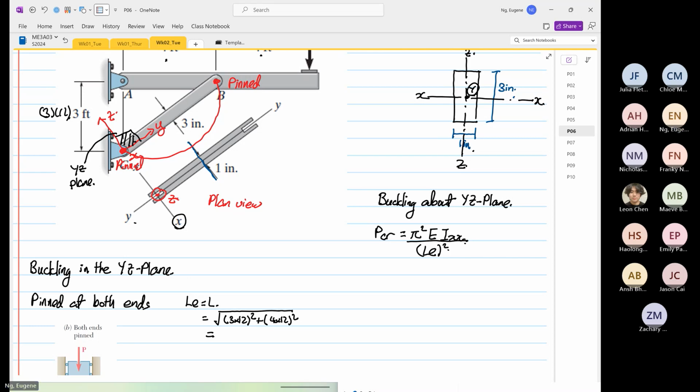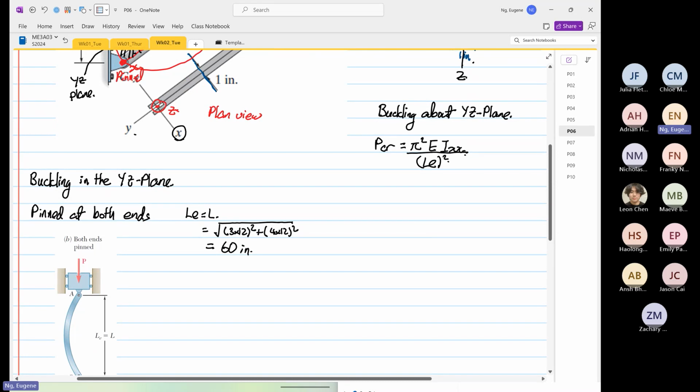How come I can't get this? No, 3 times 12 squared plus 4 times 12. Okay, I need a bracket. 3 times 12 squared plus bracket 4 times 12 squared, and then square root is equal to 60 inches. Okay. So both ends are pinned. So from here, we know our LE is equal to L. So this is 60 inches.